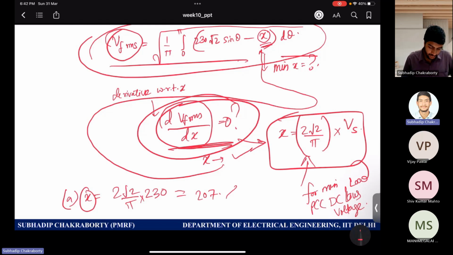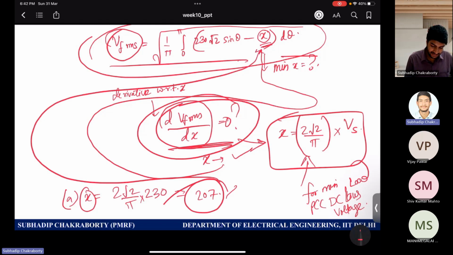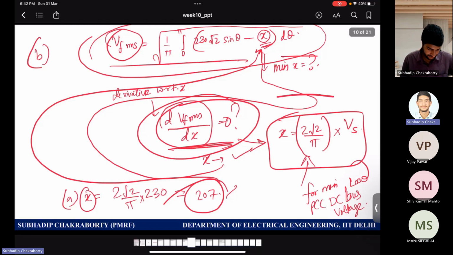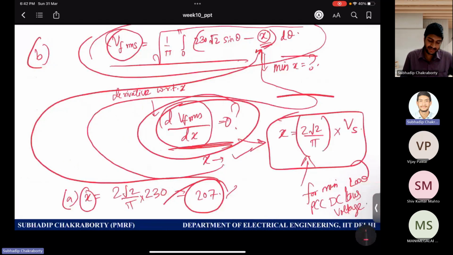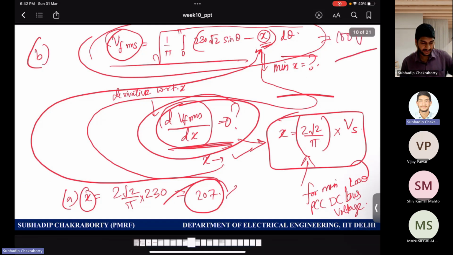So now you know 207, you put this back and calculate part B, which is the filter voltage rating. That is what is asked, right? Just check the RMS voltage rating of the APF. That is like the previous problem. If you put x equal to 207 and do this integration, you will find the part B answer. I will just give you the part B answer because it is just like the previous one. It is coming out as 100 volts. Just solve and check, and if there is some problem, just let me know in the group, okay?